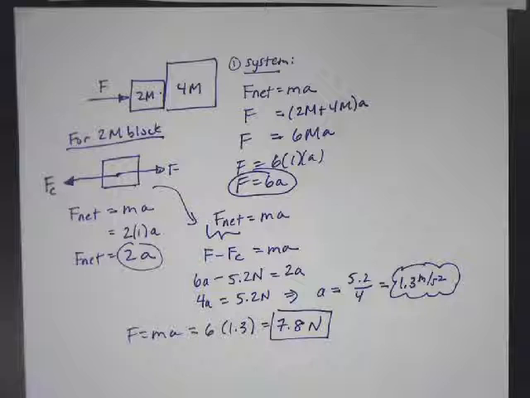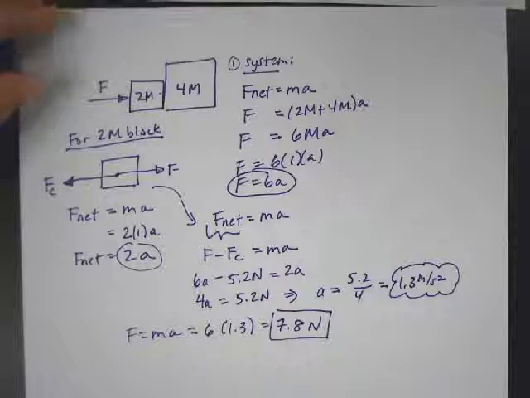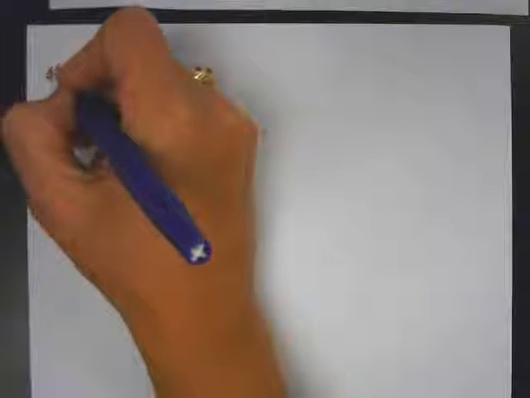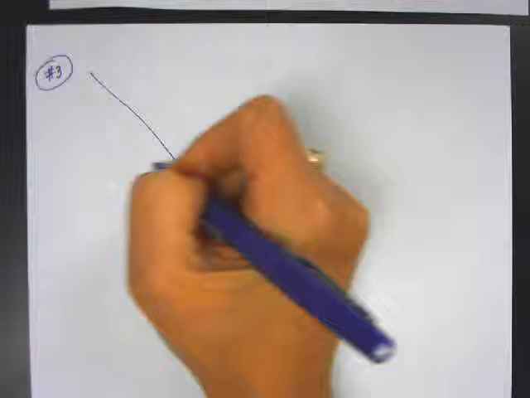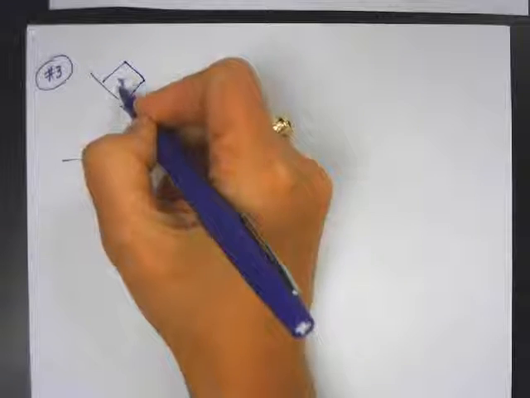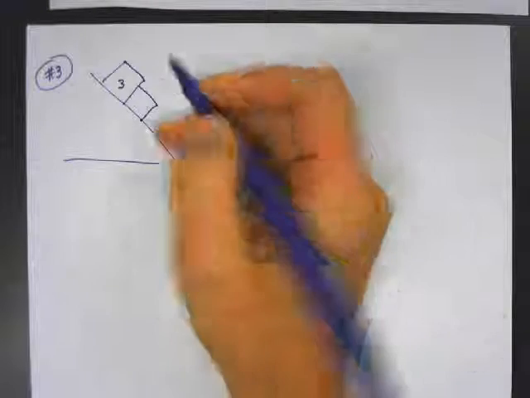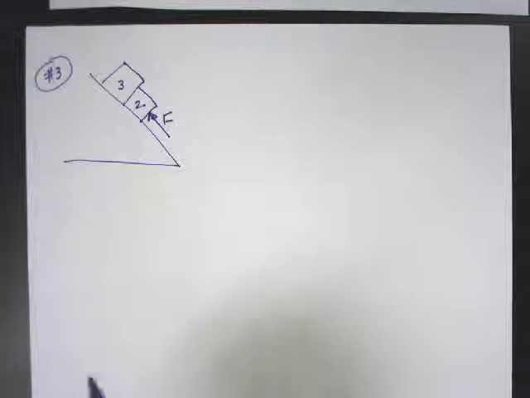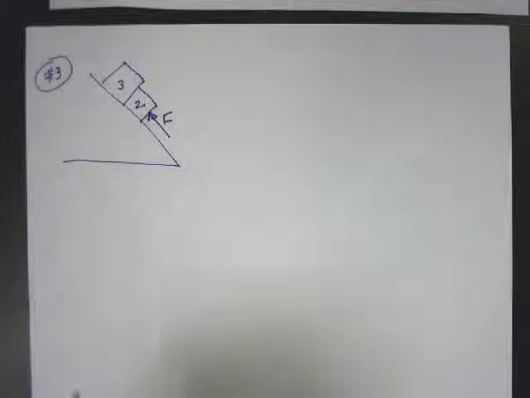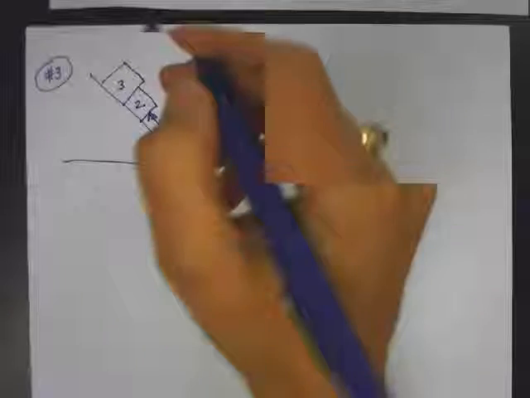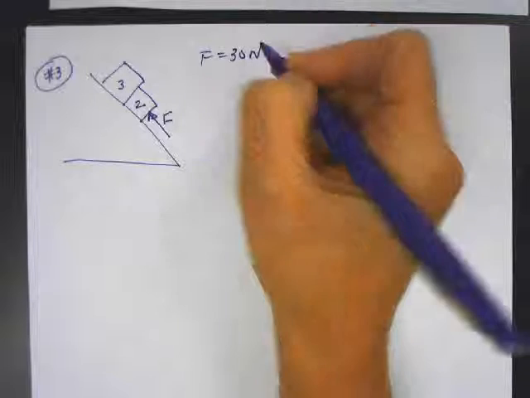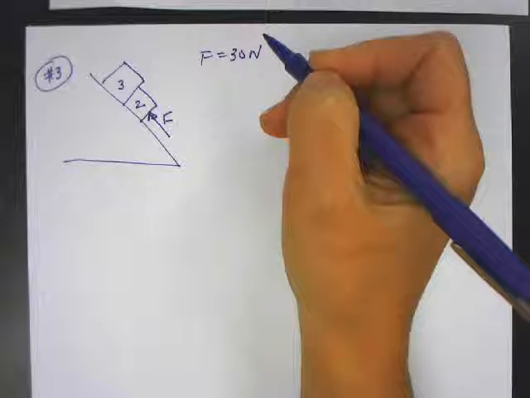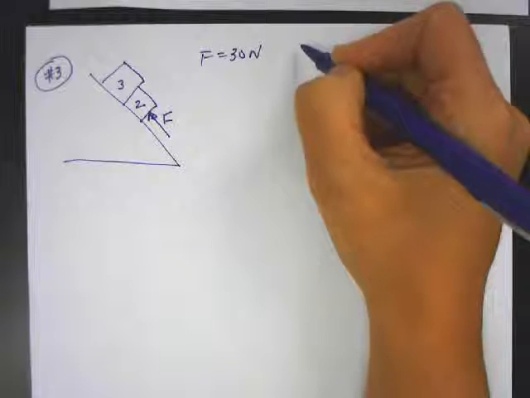Now, number 3 on the front, I did it incorrectly. I don't know why, but I did, because it's on an angle, and I don't know why I was looking at it and not seeing the angles. So number 3 on the front, I have the 3 kilogram mass, and then I have the 2 kilogram mass. Now the force is going up like this. They tell us the force is equal to 30 newtons. And it says, what is the magnitude of the force exerted on the 3 kilogram block by the 2 kilogram block? So they want to find the contact force.